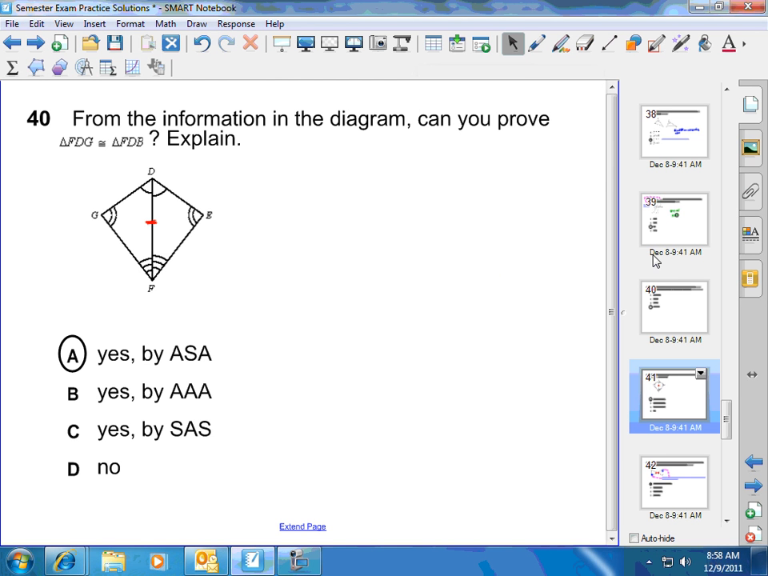Okay, in this segment we're looking at number 40 and 41. I'm not quite sure why 40 was frequently missed. It says, from the information in the diagram, can you prove that these two triangles are congruent? Not unless there was some error in the presentation of the problem.